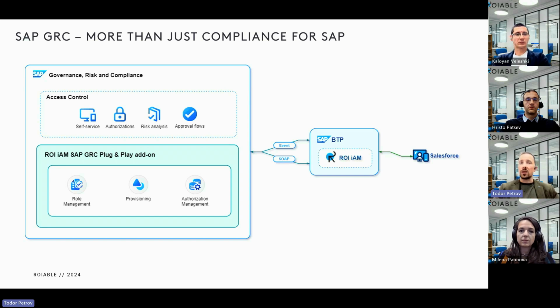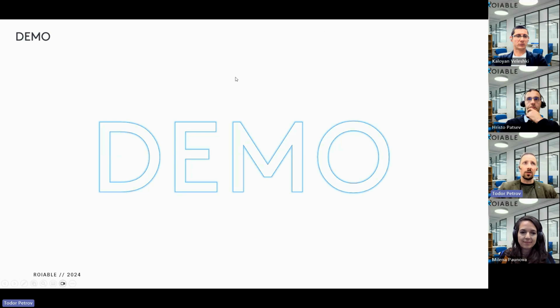In this case, we picked Salesforce because Salesforce is an interesting case here. First, it's a non-SAP system. Second, it's a cloud non-SAP system. And both of these seem to be a bit tough for SAP GRC to handle out of the box, but not for us. Let's jump into the demonstration. Milena, please show us how that's done.